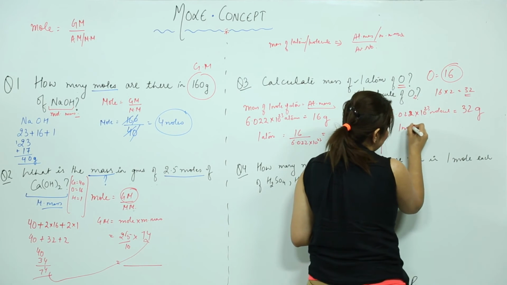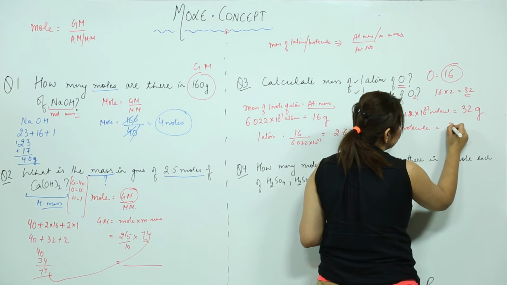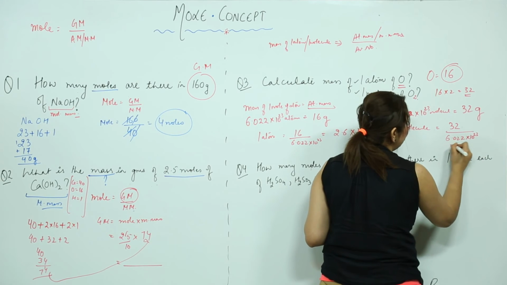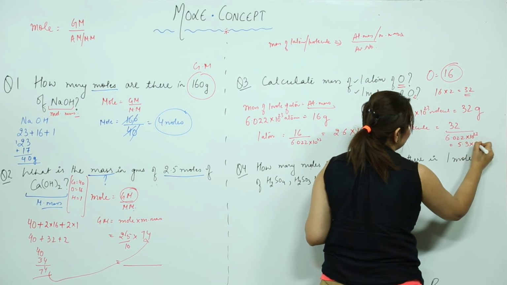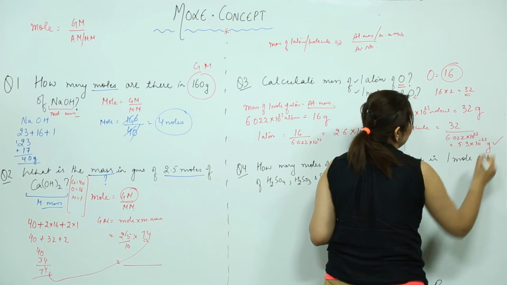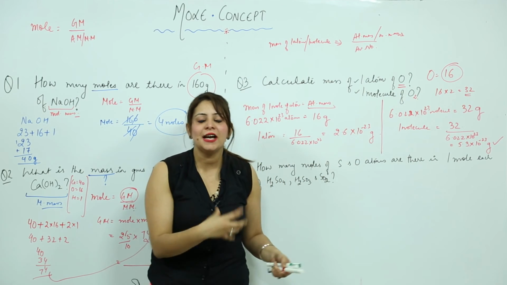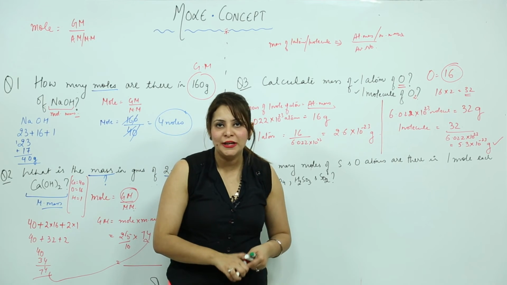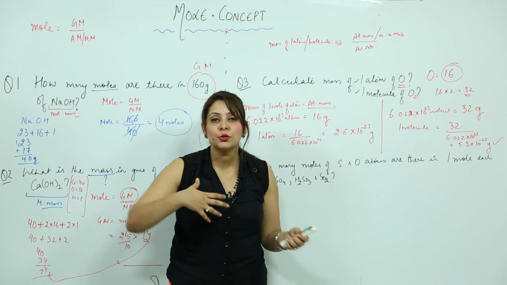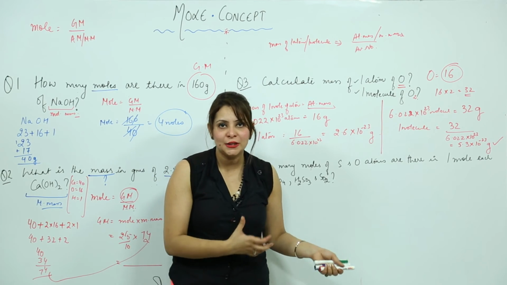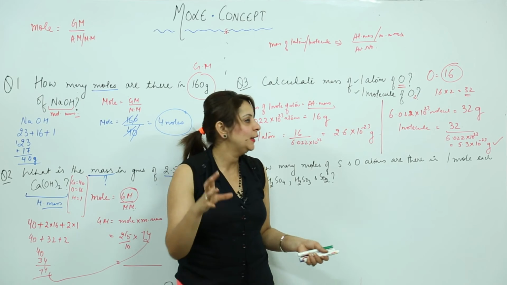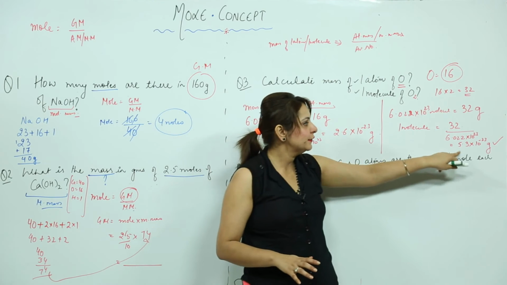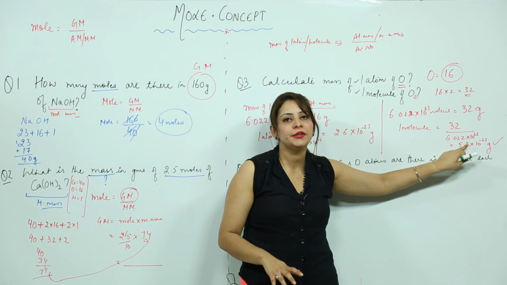So what is the mass of one molecule? It is equal to 32 divided by 6.022 into 10 raised to power 23, and what is the result? We have 5.3 into 10 raised to power minus 23 grams. I am just writing the answer directly, because you know how to do multiplication and division, as you have been doing for many years. I hope you know how to calculate the values, right? So this is 5.3 into 10 raised to power minus 23 grams.